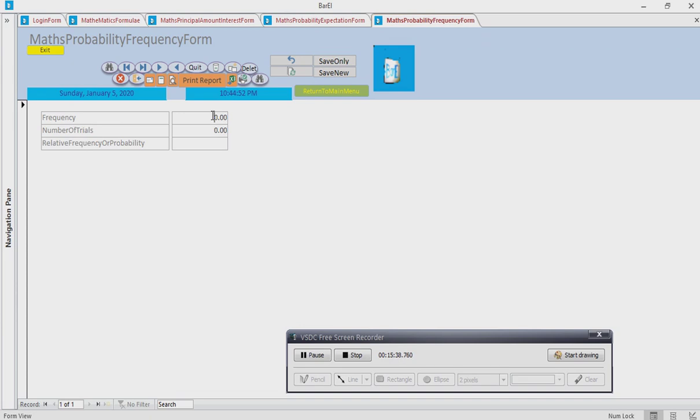If the frequency is 5 and the number of trials is 100, then the relative frequency is 0.05.